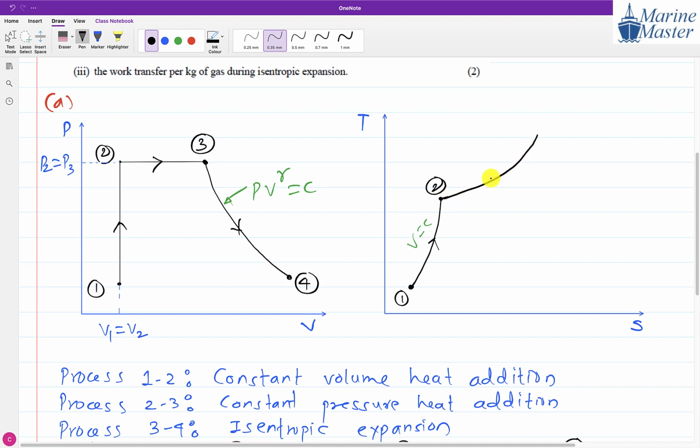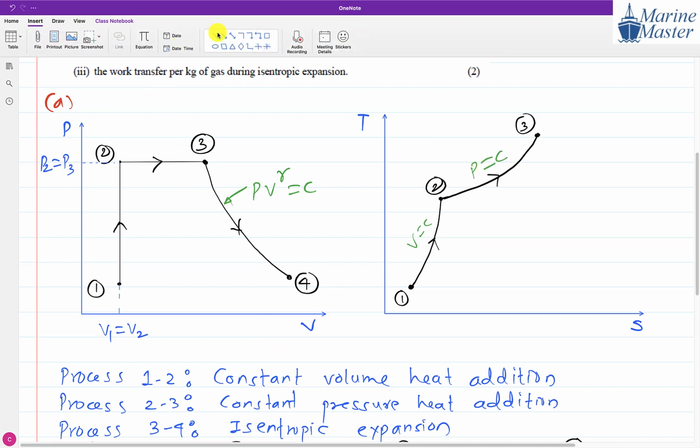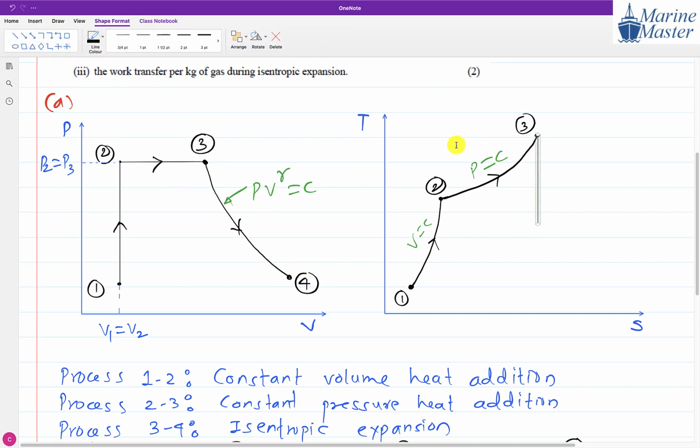Yes. That is 2 to 3, all these things we have seen now. Here pressure is equal to what? A constant. Yes. And then 3 to 4 will be what? For 3 to 4, the temperature will reduce, but it is isentropic. So isentropic means what? A straight vertical line downward. Perfect.